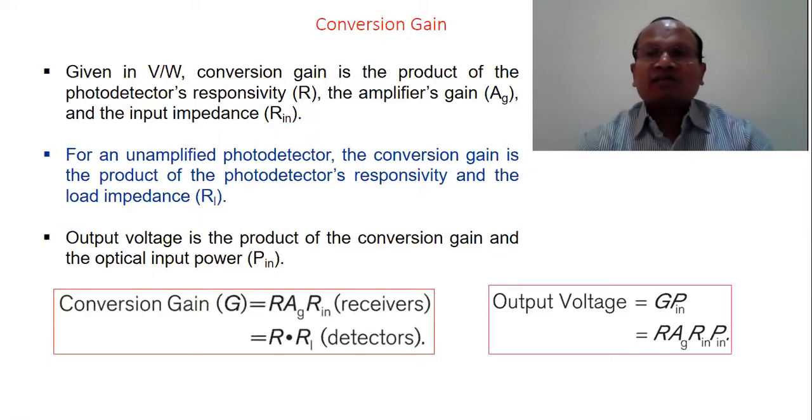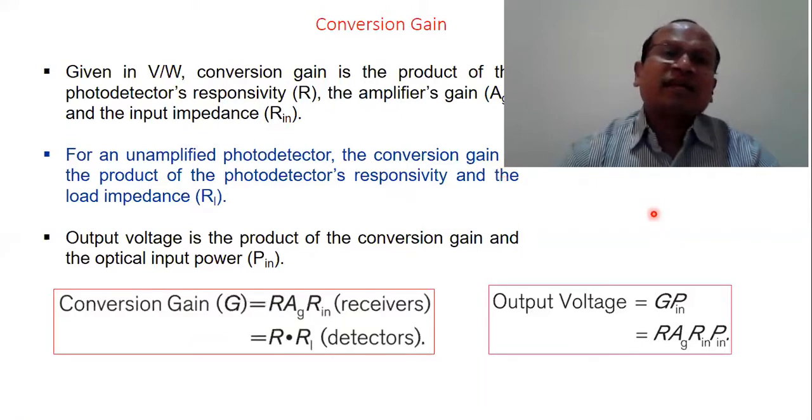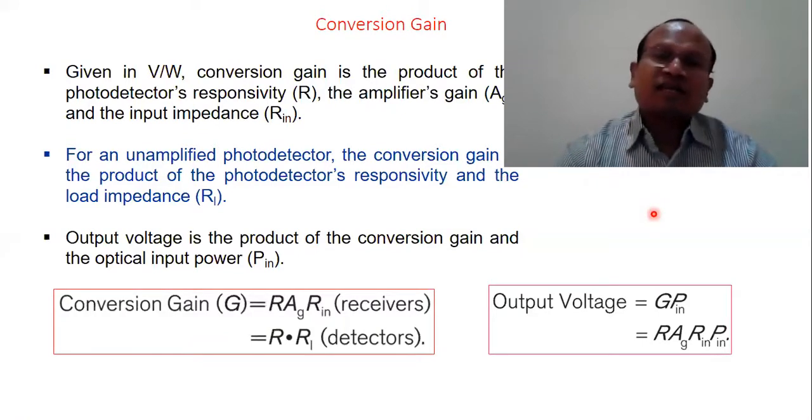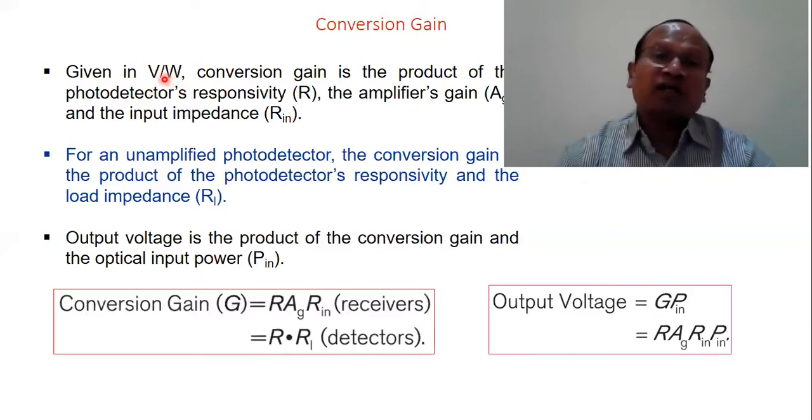The third one is called conversion gain. What is conversion gain? Now, what do we know about the optical detector? It converts energy from one form to another. This is why conversion gain comes into the picture as one of the important characteristics. It is given as V by W, that is, voltage per unit watt.